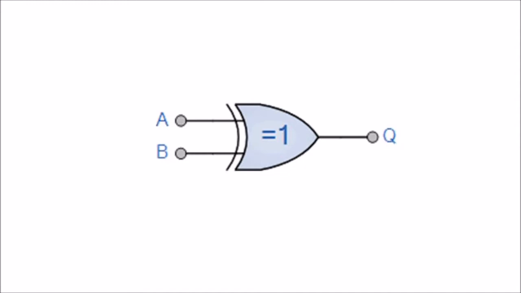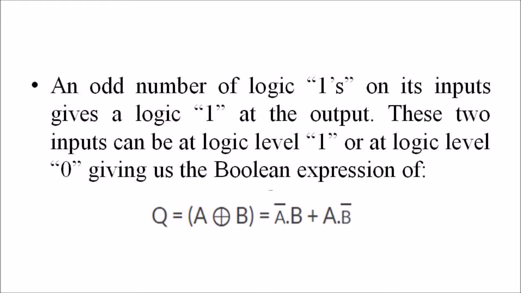This is because its Boolean expression excludes the OR case of X equal to 1 when both A and B are equal to 1. In other words, the output of an exclusive OR gate only goes high when its two input terminals are at different logic levels with respect to each other. An odd number of logic 1s on its input gives a logic 1 at the output. These two inputs can be at logic level 1 or logic level 0, giving the Boolean expression Q is equal to A XOR B, which is equal to A bar dot B plus A dot B bar.